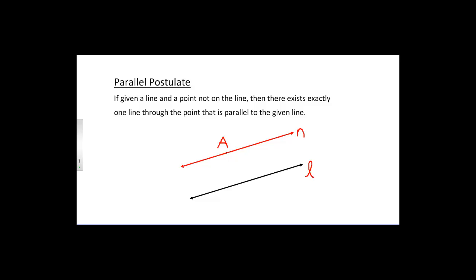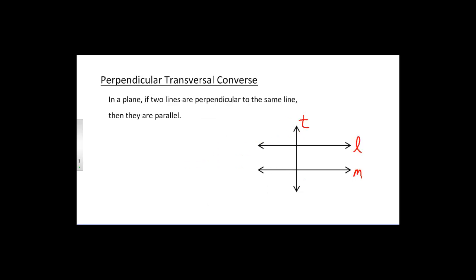The converse of the perpendicular transversal theorem says, in a plane, if two lines are perpendicular to the same line, then they are parallel to each other. So in this picture, if I have two lines, L and M, that are both perpendicular to line T, then these two lines have to be parallel to each other. This is because of the converse of the corresponding angles theorem. These two angles here are corresponding, so if they're both the same size, both 90 degrees, then these two lines would have to be parallel to each other.